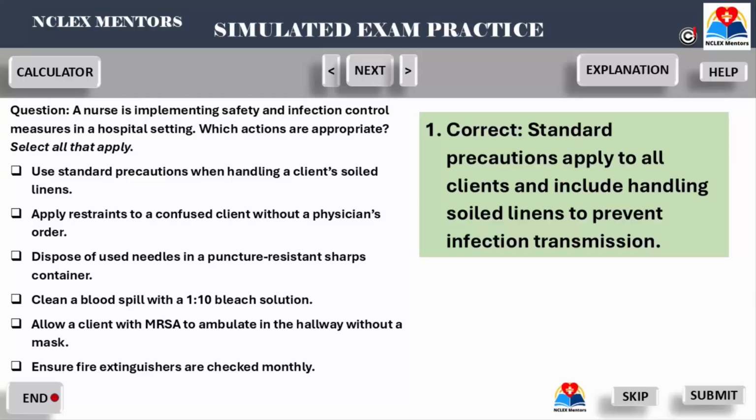Option 1. Use standard precautions when handling a client's soiled linens. Yes, this is absolutely correct. Standard precautions apply to every client, regardless of diagnosis. That includes handling anything contaminated, like soiled linens, to reduce the risk of spreading infection.